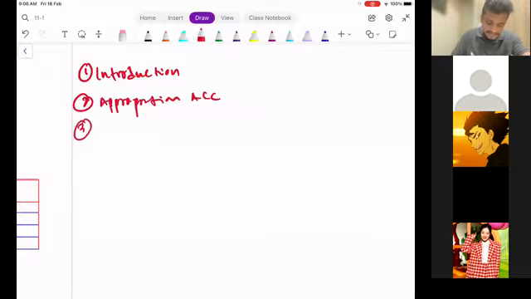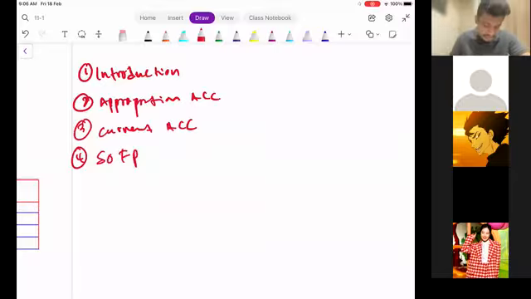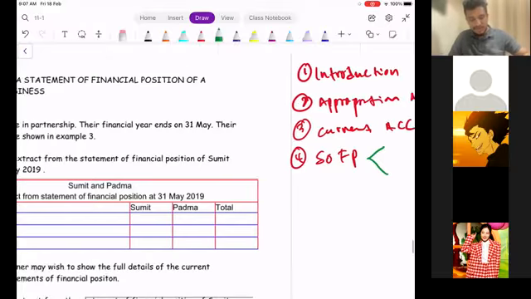Third, last class, we learn about the current account, how to do a current account. And now the fourth and last one in a partnership is how to do the statement of financial position. These are the four things that you need to know. But there are two versions of the statement of financial position for a partnership. Let me show you one by one.